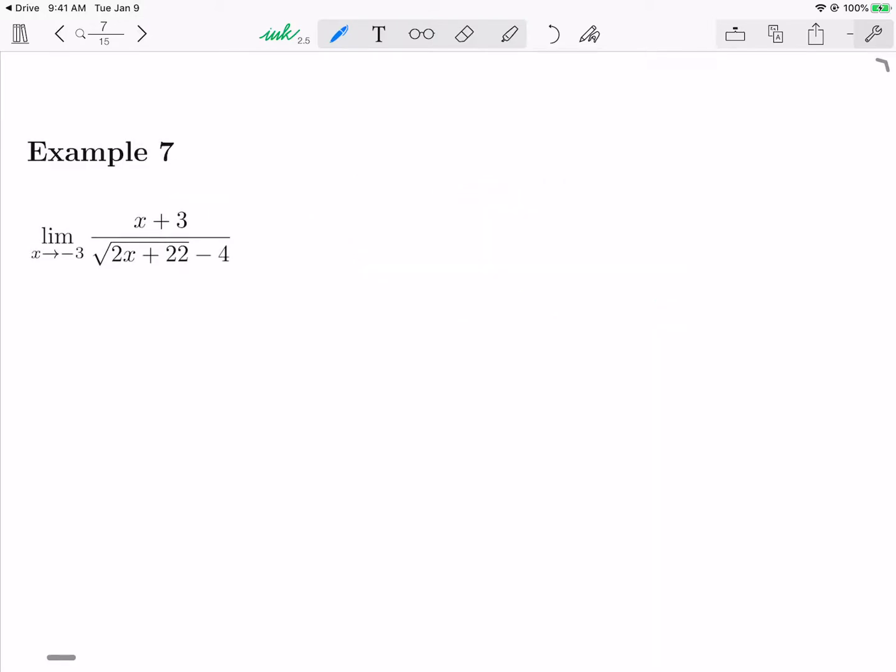Alright, this is another very similar one. The top will approach 0. The bottom will also approach 0. So we've got another indeterminate form of 0 over 0. So what I'm going to do is right away, I'm going to multiply by the conjugate. So 2x plus 22 plus 4, and I'll multiply the numerator by the same thing.